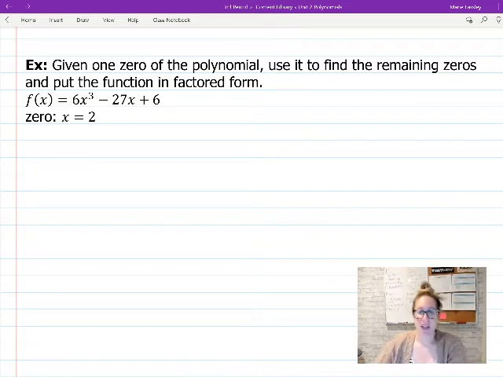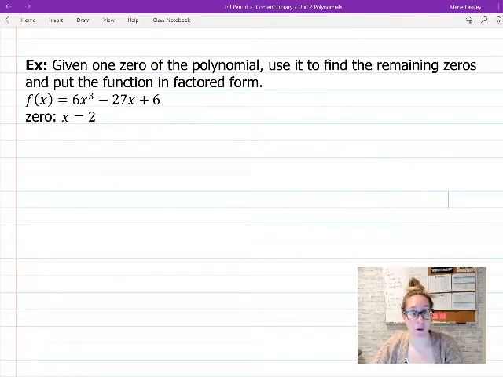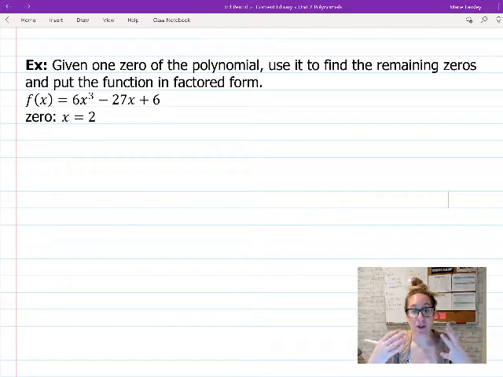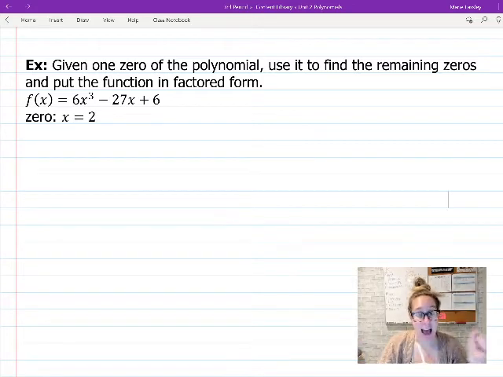Okay, so given 1 zero of the polynomial, use it to find the remaining zeros and then put the function in factored form. So it gives me my polynomial, f of x equals 6x cubed minus 27x plus 6, and it tells me that one of my zeros is x equals 2. So I'm going to divide out the one factor that I know, and hopefully I'll then be able to handle the rest of it.